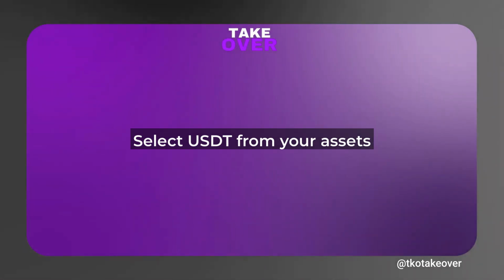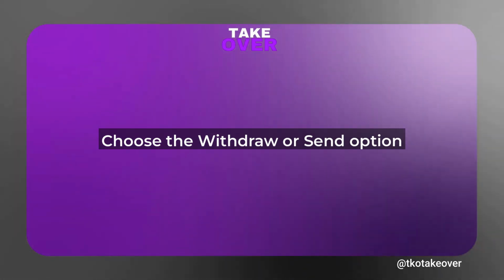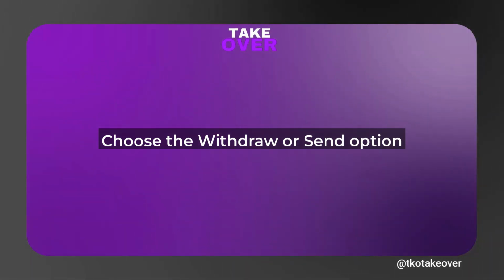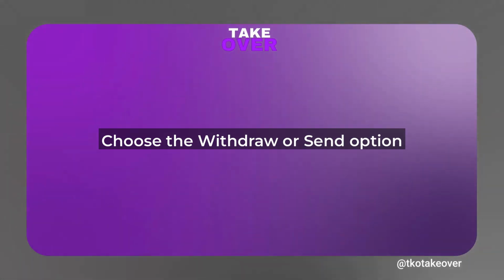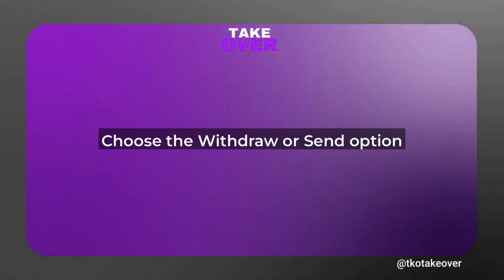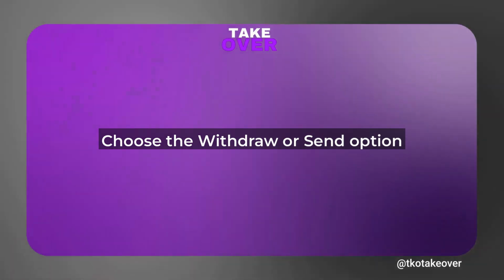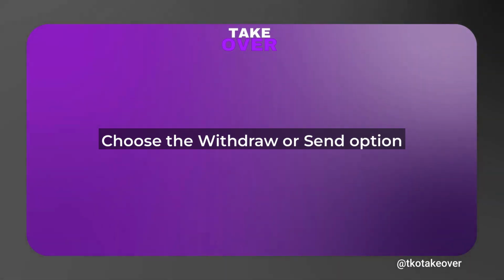Next, look for the Withdraw or Send option. This is where the magic happens. You'll need to choose the network for your USDT transfer. Common ones include Ethereum (ERC20), Tron (TRC20), or others, depending on your receiving wallet. Double-check that your destination wallet supports the same network to avoid any errors.